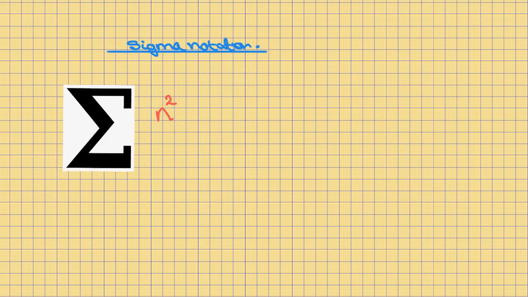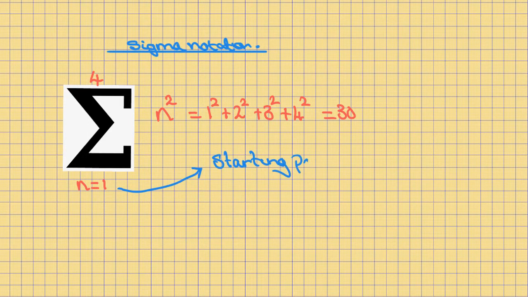You can have a starting point such as n equals 1 and a finishing point such as n equals 4. So sigma n equals 1 to 4 of n squared means sum up 1 squared plus 2 squared plus 3 squared plus 4 squared, which equals 30. So n equals 1 is the starting point. N equals 4 is the finishing point.